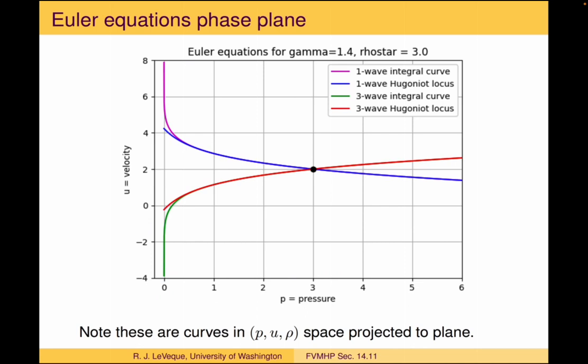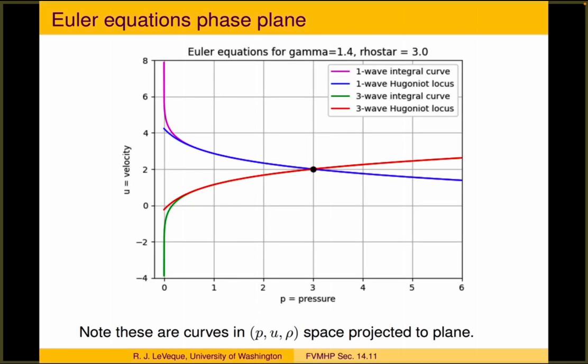So again, here's what these curves look like when we project them onto the pu plane. The formulas that I just showed, just plotting u as a function of p, which has sort of implicitly used the fact that rho is also varying along these curves. So it's important to remember that these are projections onto this plane, and exactly what these curves look like depends very much on what the value of rho is.